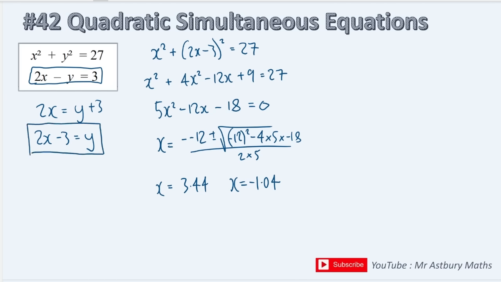And then we go back to our original equation, which should always be in terms of y because that's what you used to sub in. And you need to double and minus 3. So if I double this and minus 3, it's going to give me 3.88. And then if I double this and minus 3, it will give me minus 5.08. And we are done.